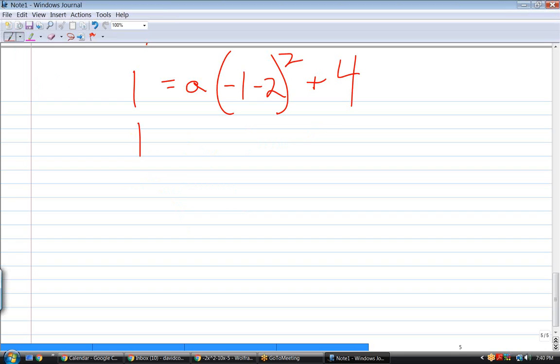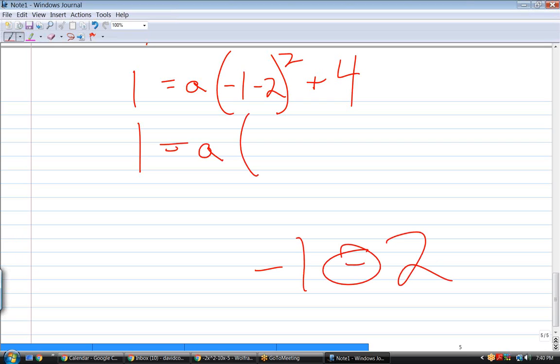Okay. First of all, 1 is equal to A minus 1 minus 2. This is the subtraction sign. Turn all subtraction problems into addition problems and change the sign of what's being subtracted. So now we have minus 1 plus a minus 2. That's a minus 3. We're going to square it, add 4.